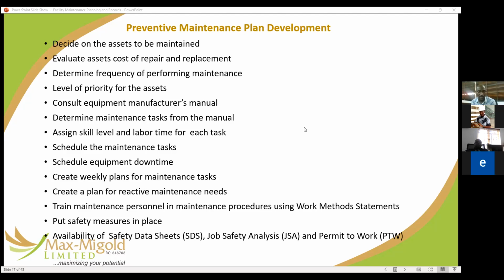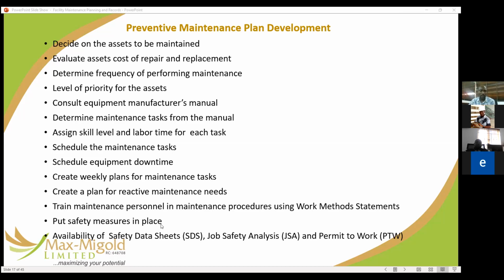Determine maintenance tasks from the manual. The manual of that equipment can help you draw up a lot of what maintenance tasks are to be performed on that equipment. Assign skill level and labor time for each task. Schedule maintenance tasks. Schedule equipment downtime. Create a weekly plan for maintenance tasks. Create a plan for reactive maintenance needs. Train maintenance personnel on maintenance procedure using a work method statement.